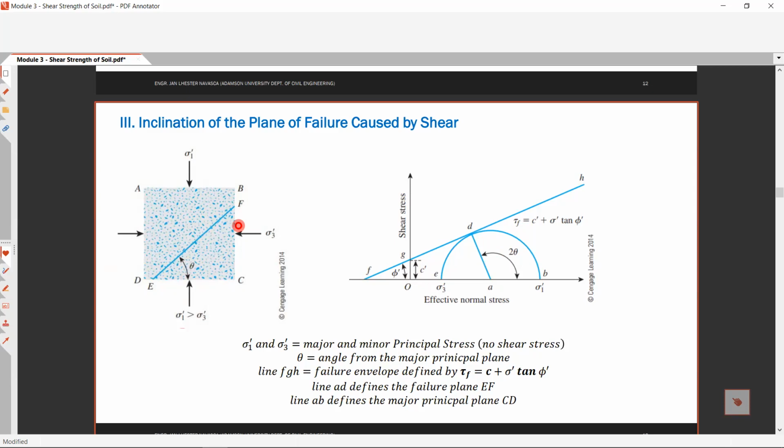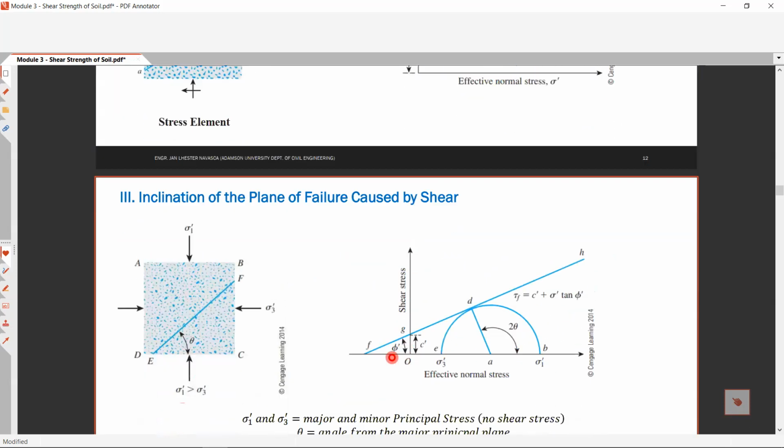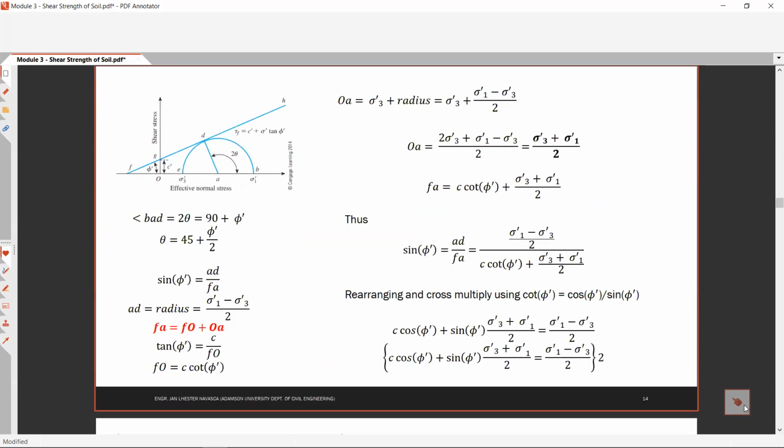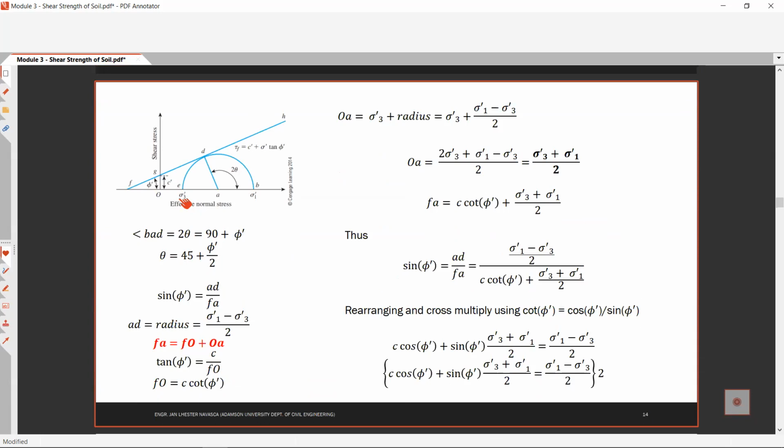So you will understand it more easily. Okay, then the slope of the line FGH is phi prime, or the angle of drained frictional resistance. Okay, so considering the angle BAD, this one, consider angle BAD. So that is 2 theta, right? Then 2 theta is also equal to 90 plus phi prime.